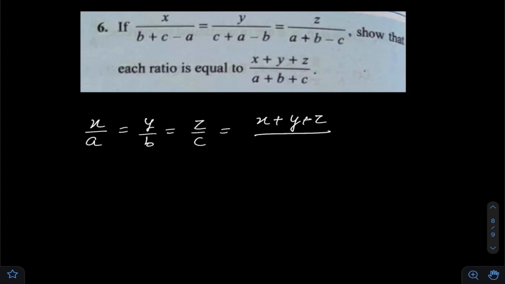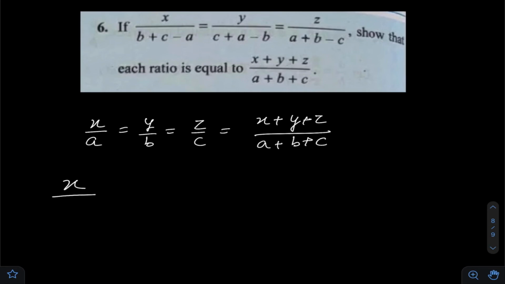Now we are coming to question number 6. But before we start the solution of this question, we have to learn one rule, and the rule says, if we have 3 ratios equal, x upon a equals y upon b equals z upon c, then if you add all the numerators and all the denominators of the ratios, this is the required result, and this result we are going to apply in question number 6.